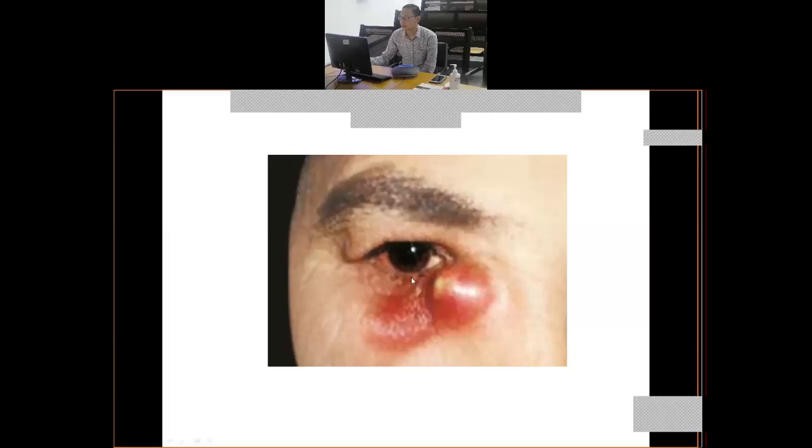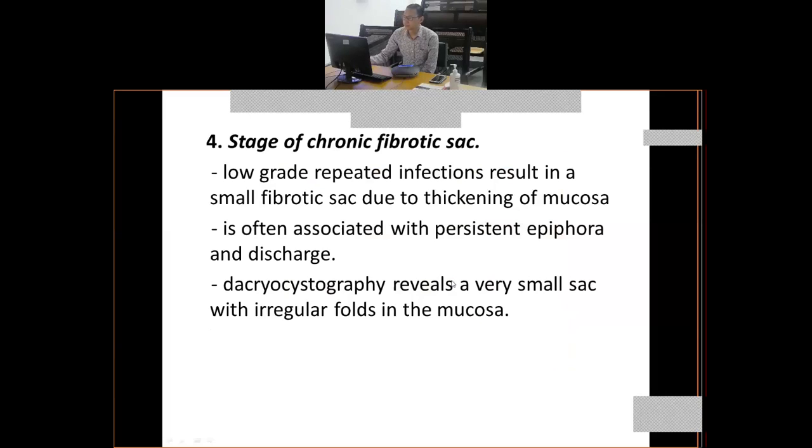You can see in this picture there's a swelling in the lacrimal sac area. The pus point is also visible here. Then the last stage is the stage of chronic fibrotic sac. Low-grade repeated infection results in a small fibrotic sac due to thickening of the mucosa. It is often associated with epiphora and discharge. The dacryocystography reveals a very small sac with irregular folds in the mucosa.